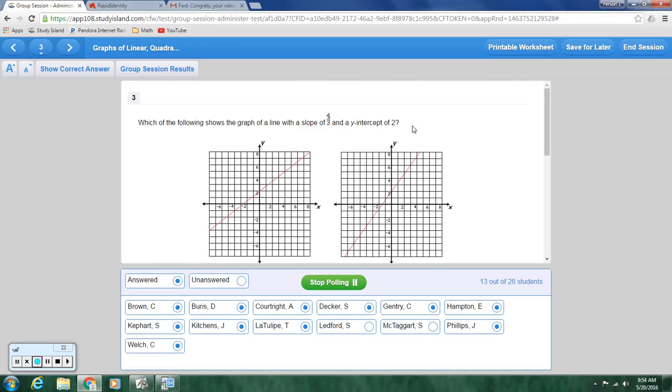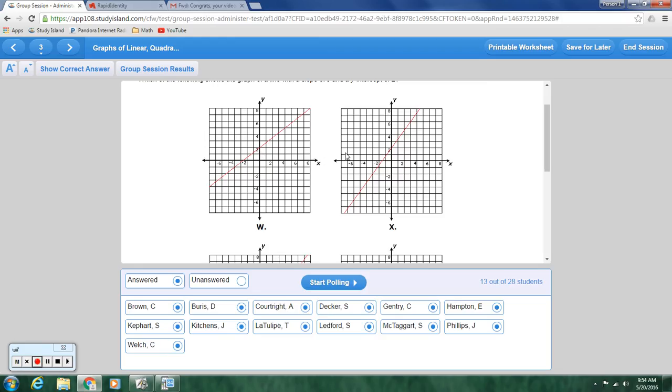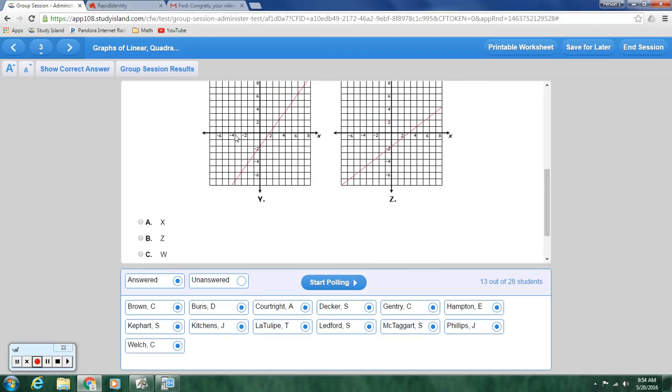One that has a y-intercept of 2, up 4, right 3. We good? Alright, so y-intercept of 2 means it crosses at 2. So that one crosses at 2, that one crosses at 2, that one does not cross at 2, and that one does not cross at 2. It's not either one of those.